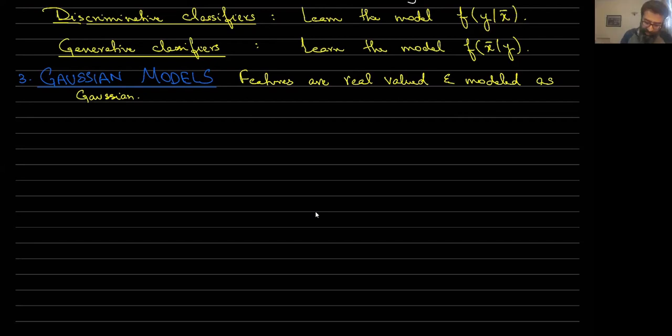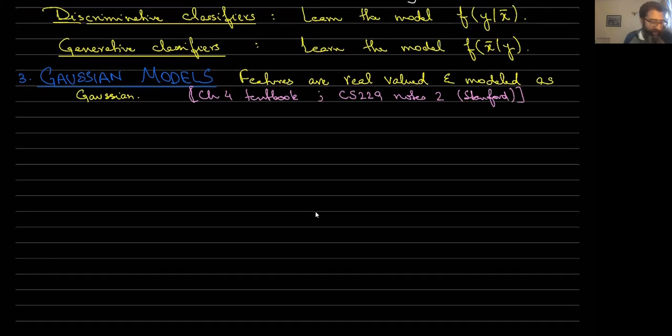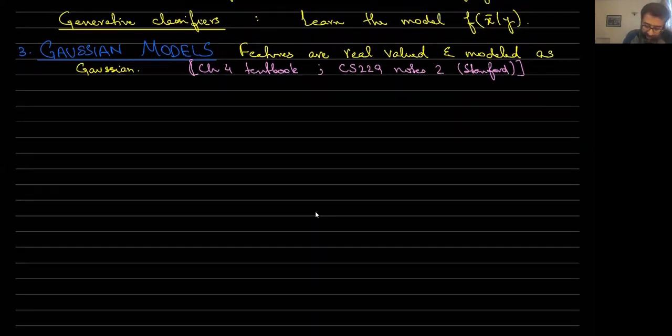At the same time, let me just make a note here. The material that I'm using is from chapter 4 of Murphy's textbook, as well as CS 229 notes from Stanford. I've used both of these materials, referring to them when preparing my notes. Okay? All right.